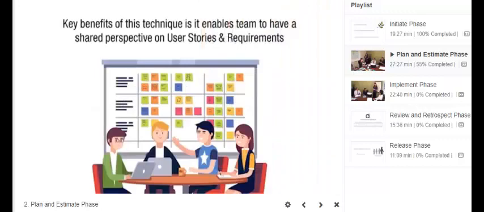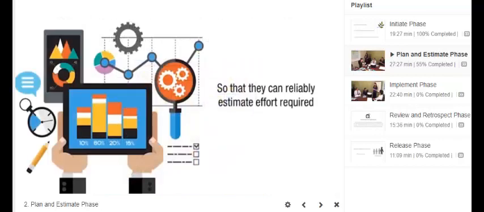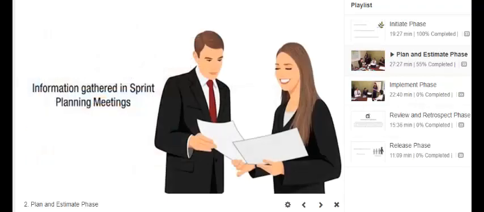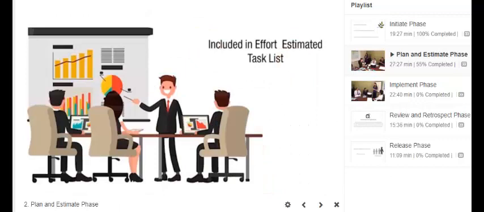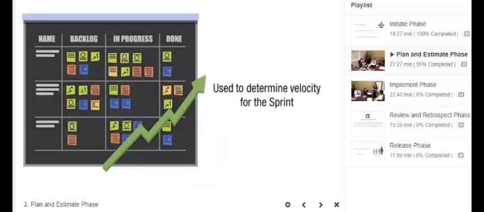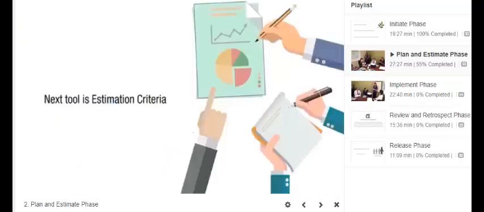One of the key benefits of this technique is that it enables the team to have a shared perspective on the user stories and requirements so they can reliably estimate the effort required. The information gathered in the Sprint Planning Meeting is included in the Effort Estimated Task List and used to determine the velocity for the sprint. The next tool is Estimation Criteria.